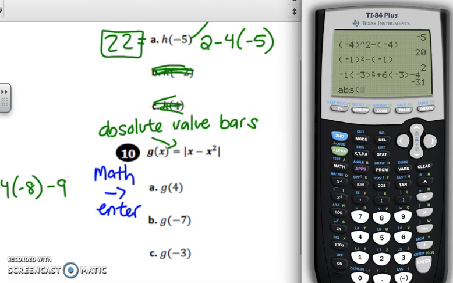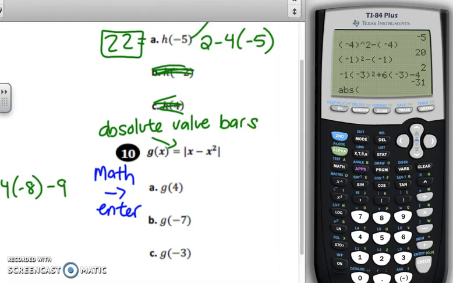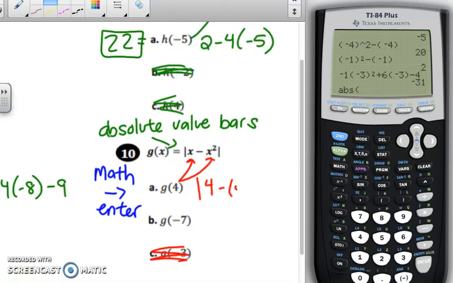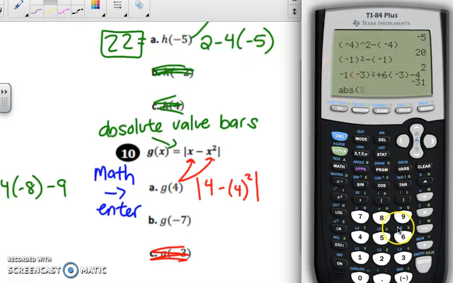So once we do that, we're going to substitute in like we did before. So for time's sake, we'll do this first one. I'm going to input 4 there and a 4 there. So I would have the absolute value bar, 4 minus 4 squared. Now I put that second 4 in parentheses because it was squared. Okay, so now I would type that in the calculator. So 4 minus parentheses 4 squared, and you should get 12.